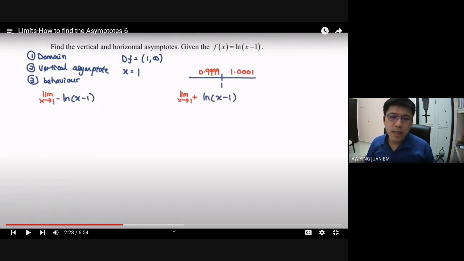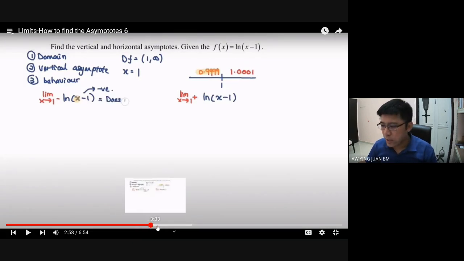So, tuan-tuan puan-puan, kalau you ganti 0.9999 ke dalam sini, you akan dapat negative number. Ingat, dalam ln tak boleh negatif, tak boleh kosong. Automatic dia akan jadi does not exist atau undefined. Okay, so seterusnya kita teruskan untuk sebelah sini pula. Okay, negatif kan? So does not exist.